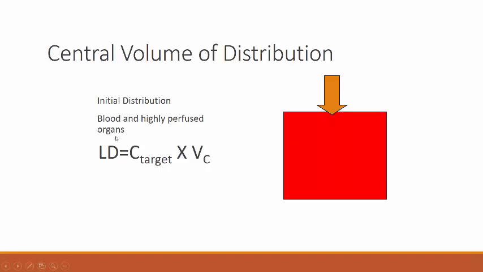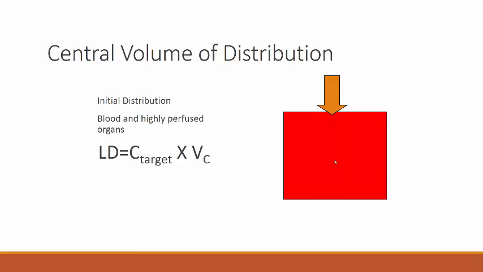This is how we use this volume of distribution when we're determining a loading dose. So this LD stands for loading dose. If we want to determine a loading dose, we use our central volume of distribution, or that initial volume of distribution, and then we put in our target concentration for that volume to determine our loading dose. This is important because we don't want to use our eventual volume of distribution, the volume of distribution at steady state, because then it's going to distribute into maybe a much larger volume.